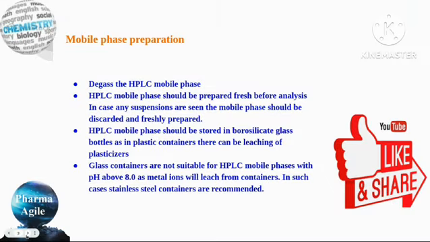Next one, storage of the mobile phase. HPLC mobile phase should be stored in borosilicate glass bottles. If the HPLC mobile phase has a pH above 8.0, then it should be stored in stainless steel containers. Glass containers are not suitable for such mobile phase.